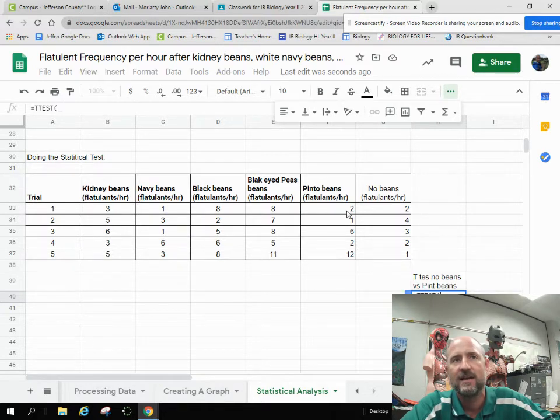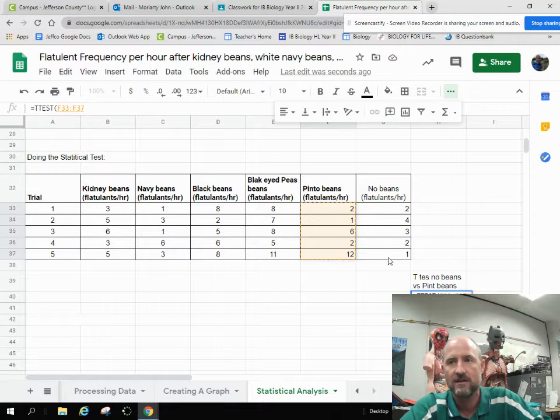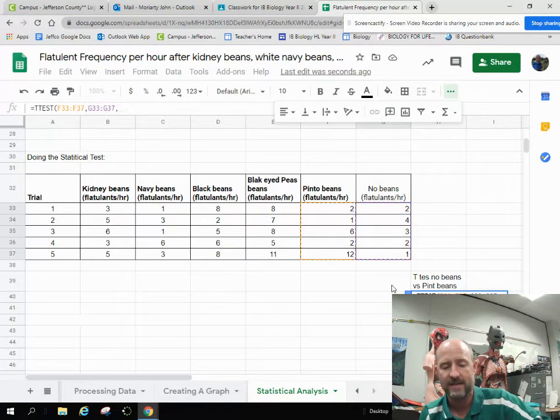So we're going to do t-test, and now we got to select our data. So I'm going to run pinto beans. It doesn't matter what order you do. Big thing, you have to use a comma. So notice I just put a comma in, okay, and then highlight your next data set. Comma again. We don't have any more data, but there are 2 types of t-tests, and so we need to identify which kind we're going to use.